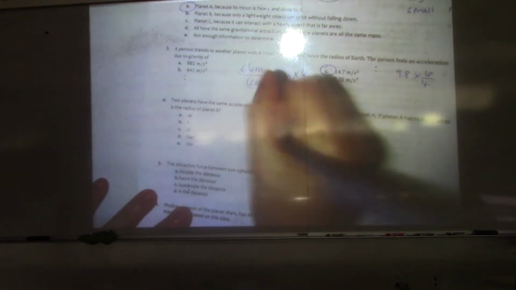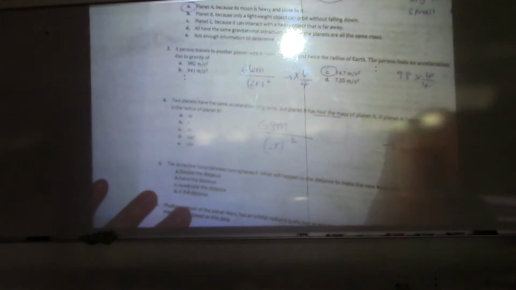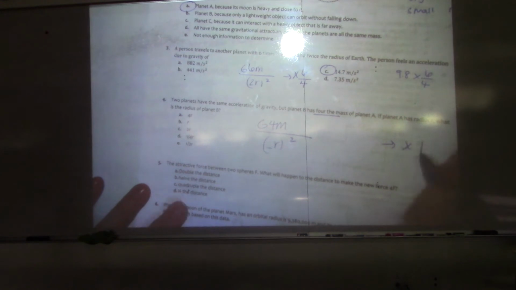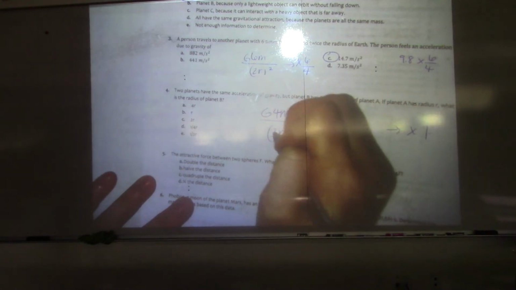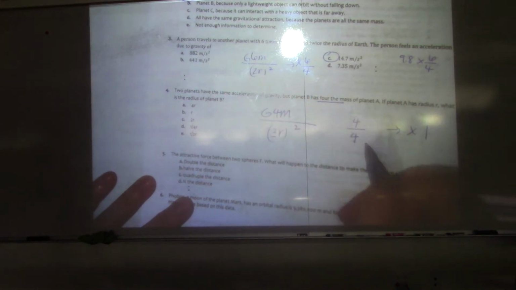Two planets have the same acceleration. One has 4 times the mass, and we're looking for how the radius compares. So 4 times the mass, looking for what happened to r, and I want to end up with the same, so that would be like times 1. So if I have a 4 on top, that means I'd have to have a 4 on bottom to get to 1, which means I'd need a 2 right here, because that's going to get squared to give me the 4, so twice the r.